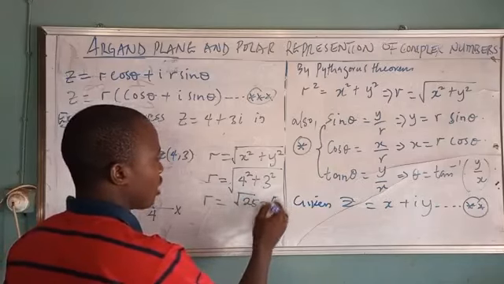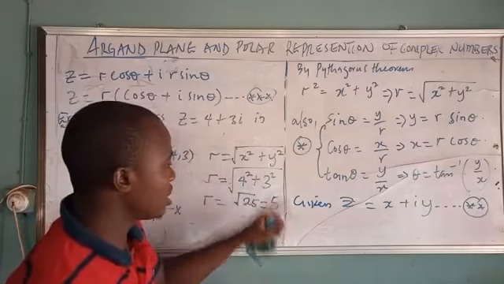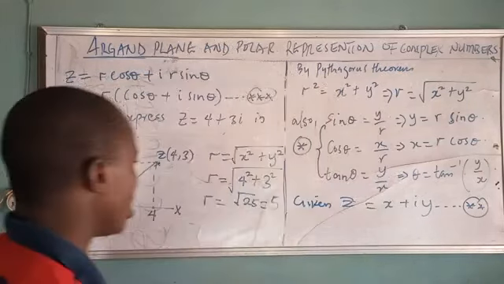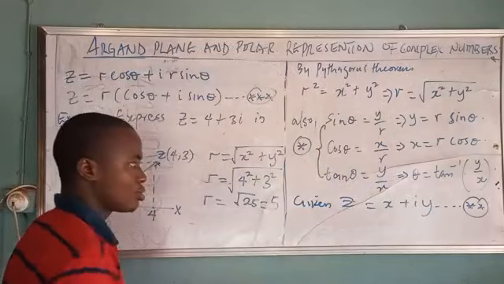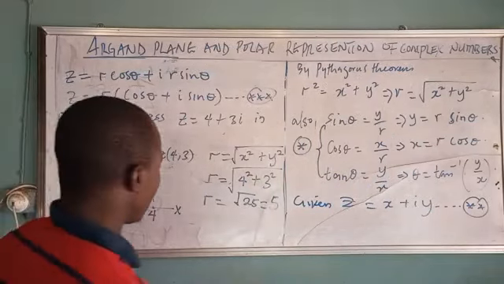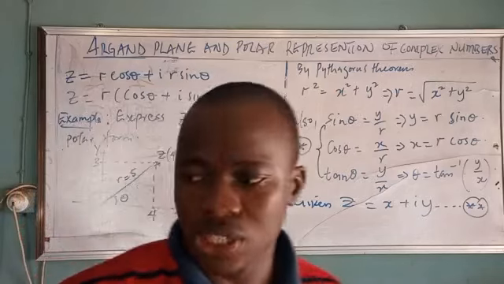This is equal to 5, because 4 squared is 16, then 3 squared is 9. So 16 plus 9, you have root 25, and root 25 is 5. Therefore our r here is 5. So now the next thing to do is to get your argument.